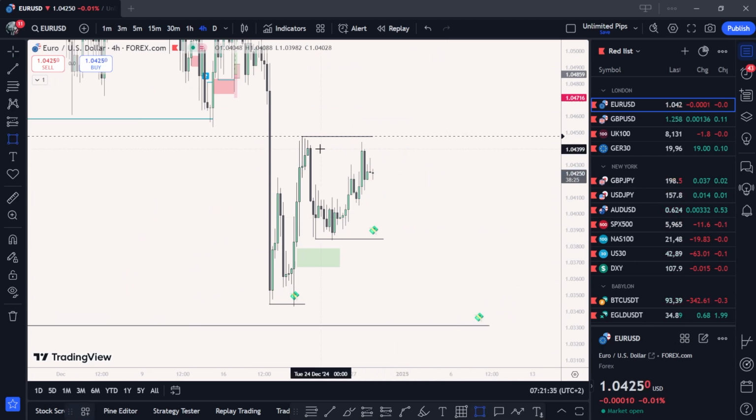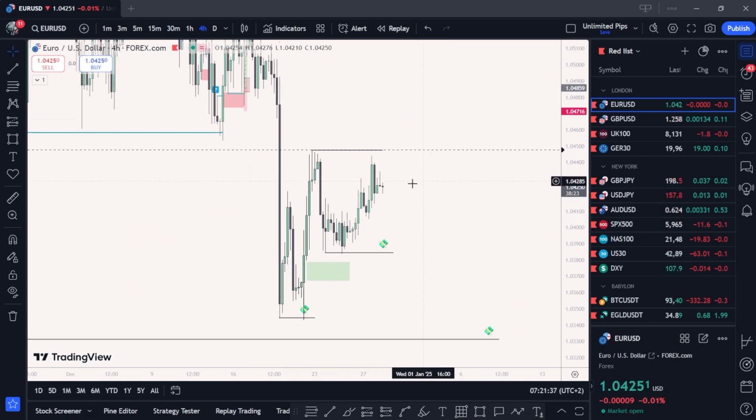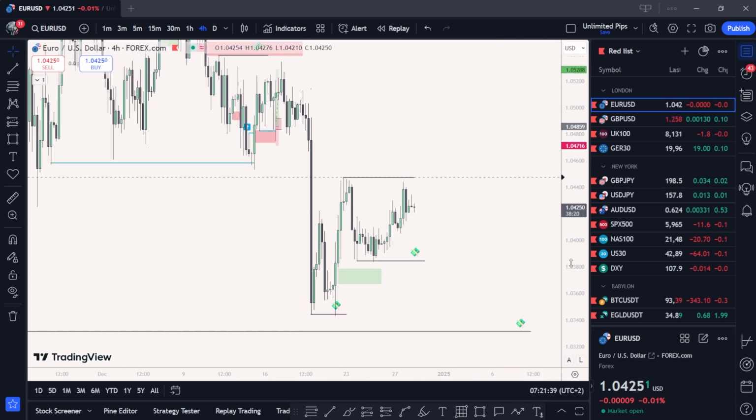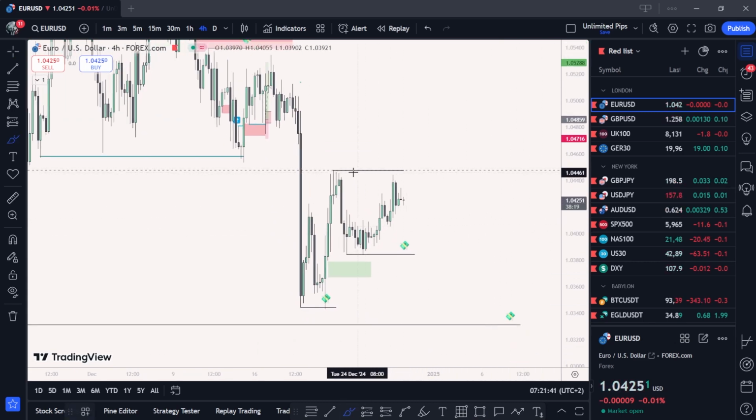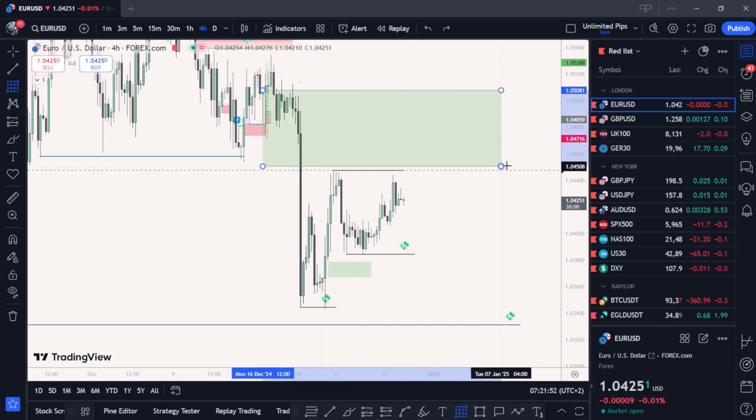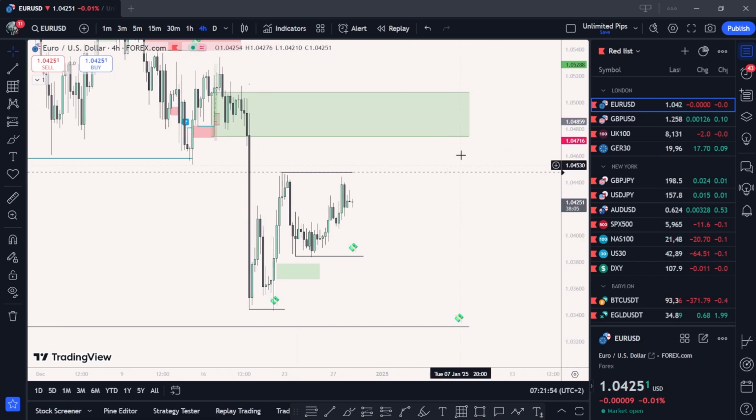The first option could have been this gap, but obviously it got violated. And the second option is after taking this high. It's either we're going to react after taking this high or after coming a bit deeper around this consolidation area. So I'm actually going to mark this rejection block right here because it looks interesting.